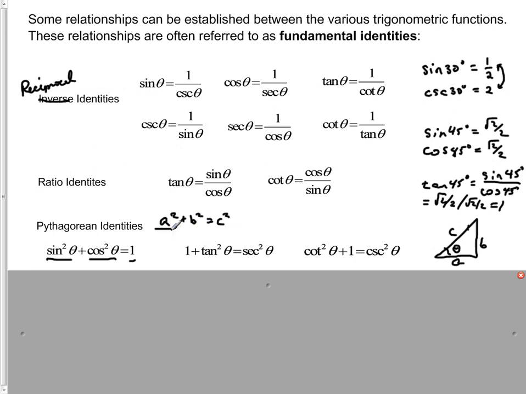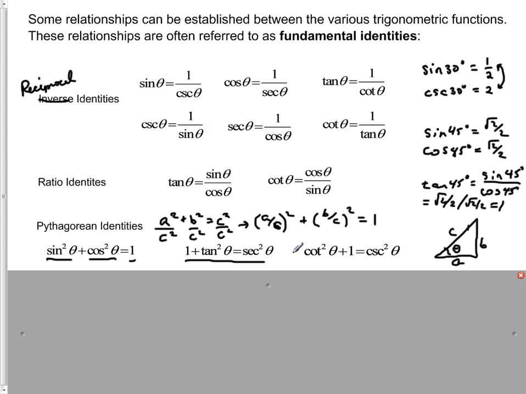Well, what happens if I divide everything by c squared? We get the ratio a over c squared, and the ratio b over c squared, and that would be equal to 1. Well, what is a over c? A over c is adjacent over hypotenuse, cosine. B over c is opposite over hypotenuse, sine. So when we square those ratios, that is, we take the square of the sine plus the square of the cosine, we get 1.